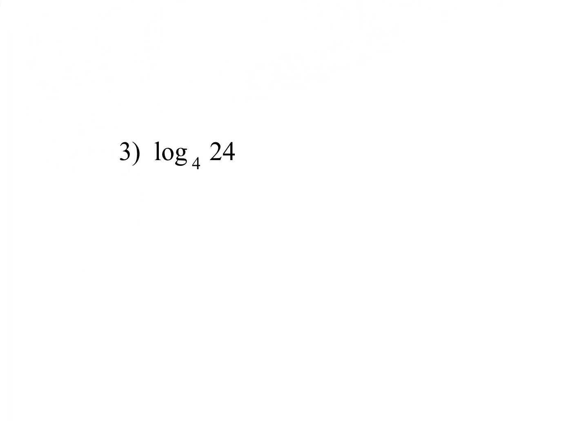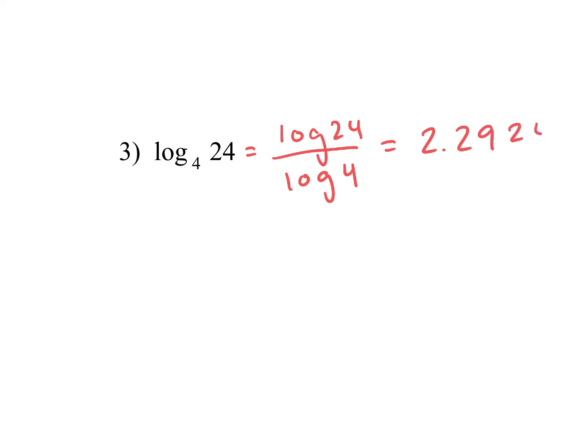Then for number 3, which one goes on the top? 24. So log 24 divided by log 4. So we put this into our calculator. So we should get 2.2924. The 4 tells us we round up or stay the same? Stay the same. So it'll be 2.292.